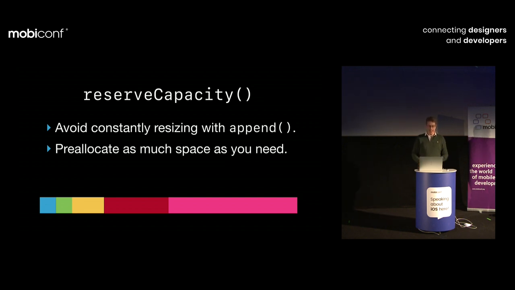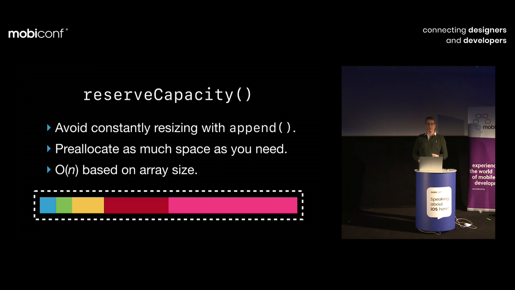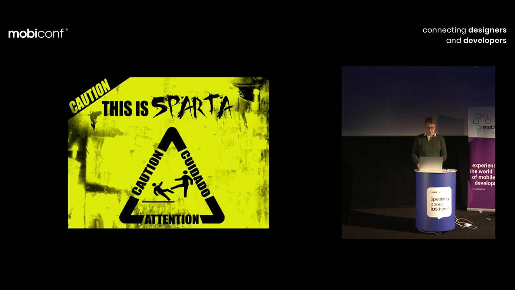With reserve capacity, you can say ahead of time exactly how much space you need. Map knows how many items it needs because it is a one-to-one transform from the source array. And the cost is order n. So if your array is empty, which it was with map, it's lightning fast. But you gotta be careful because there are downsides to reserve capacity.